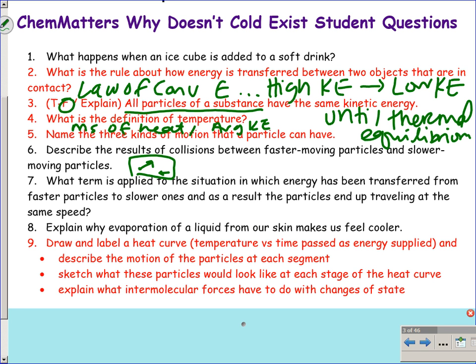Name 3 types of motion. Kaylin, give me one. Translation. Translation. Okay. And then another one, Lauren. I need to get this one. Look in your stuff. I'm coming right back to you.